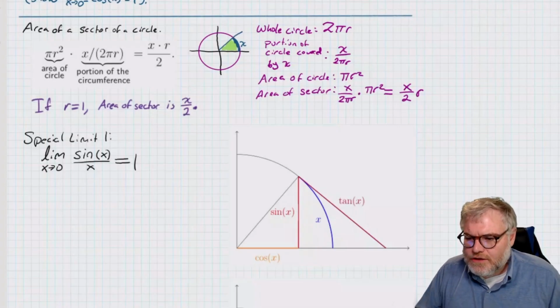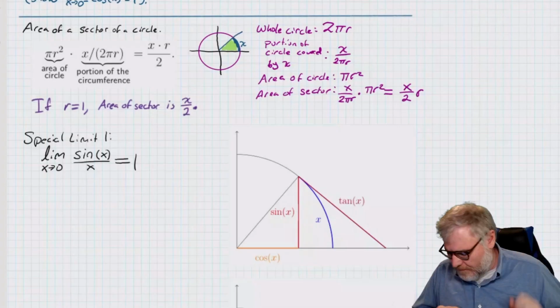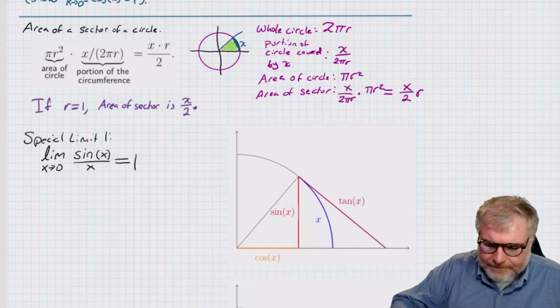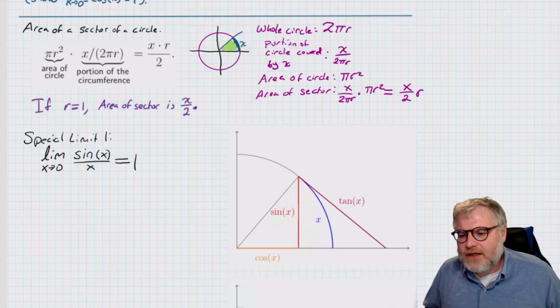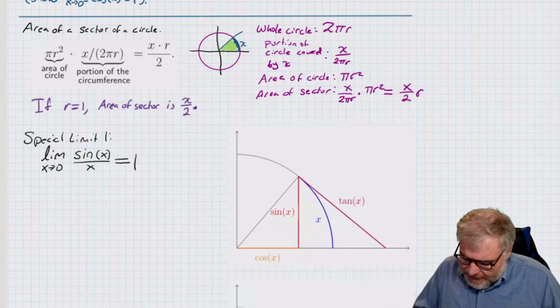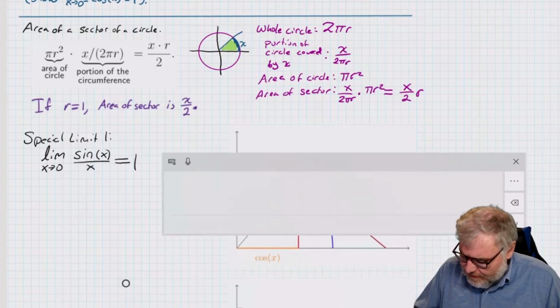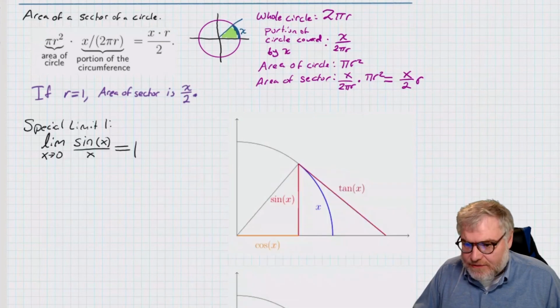Okay, so let's look at one more of these big ones. This is one of the big trig ones. This is special limit 1. And this limit is going to be very important for us this week as we do problem set 3. It is that the limit as x goes to 0 of sine x over x equals 1.